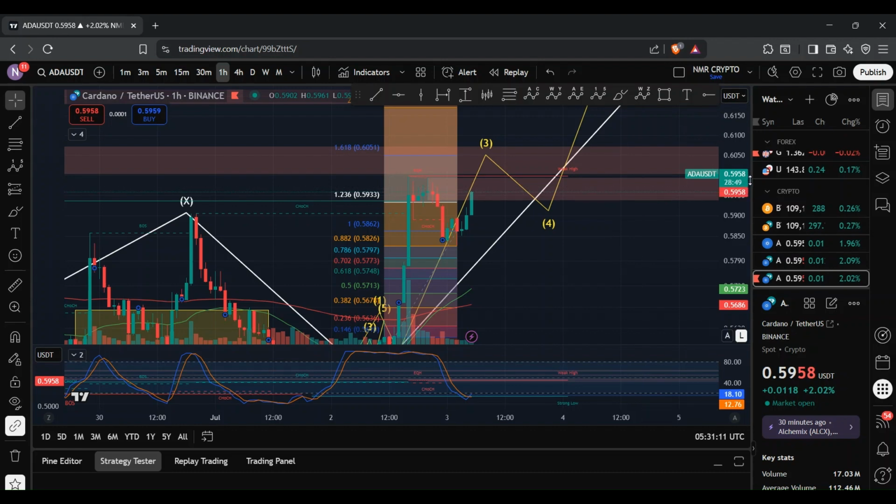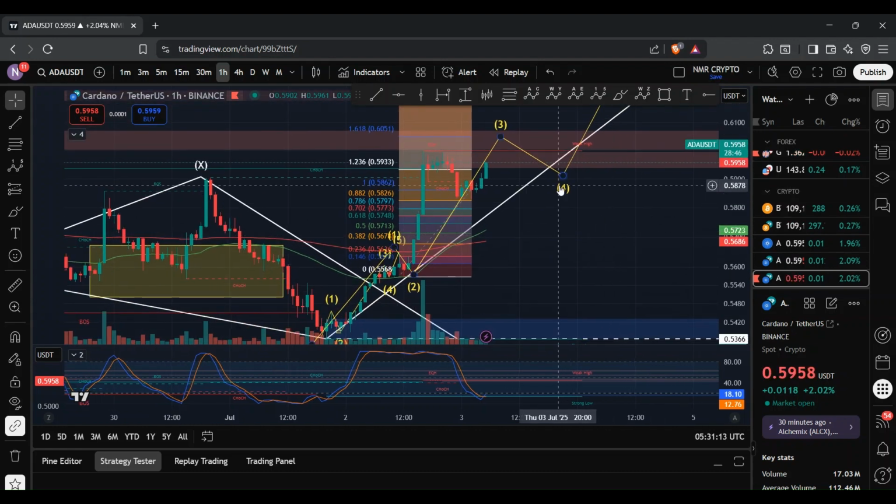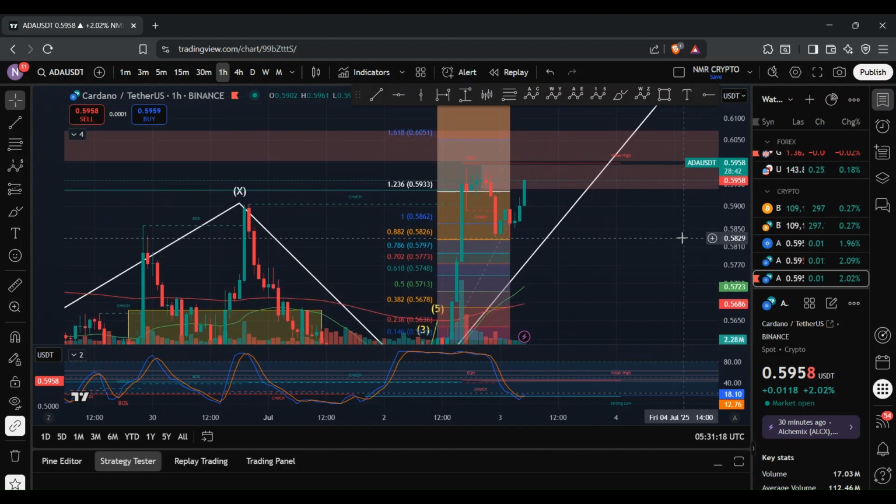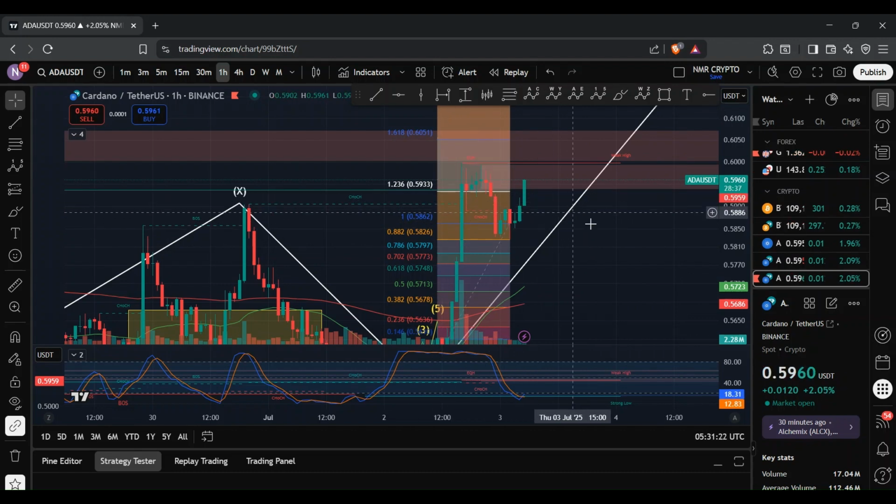And the other structure that could be in play is a WXY structure, where if I was to remove this, and what you can see is for a WXY structure to be in play, the Y wave would need to retrace anywhere between 1 to 1.226.